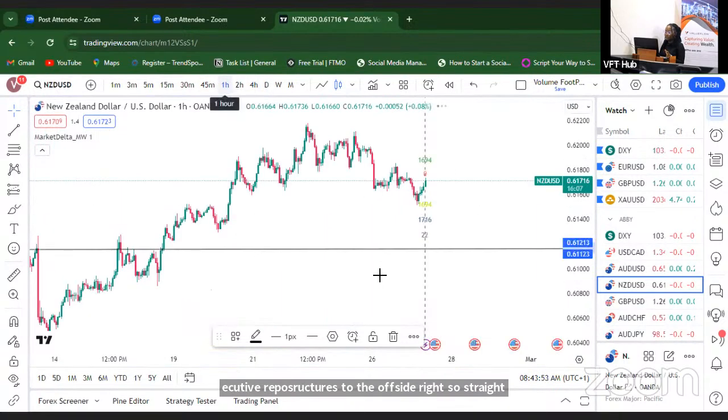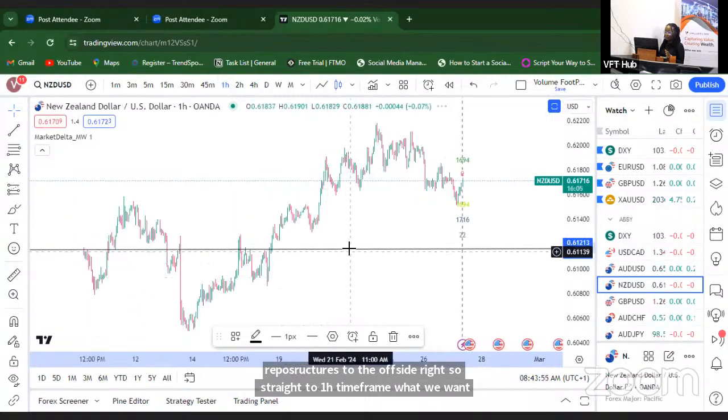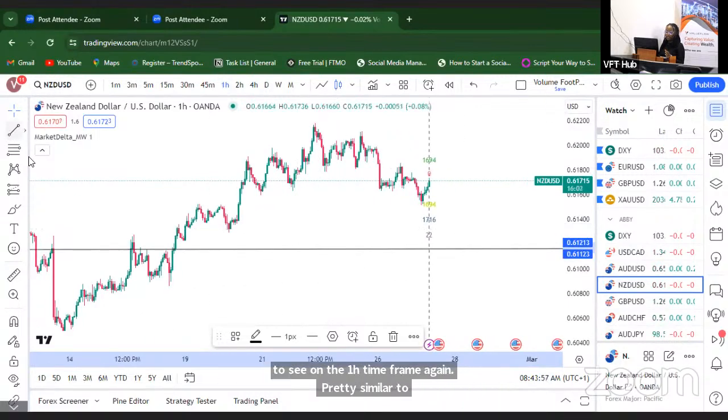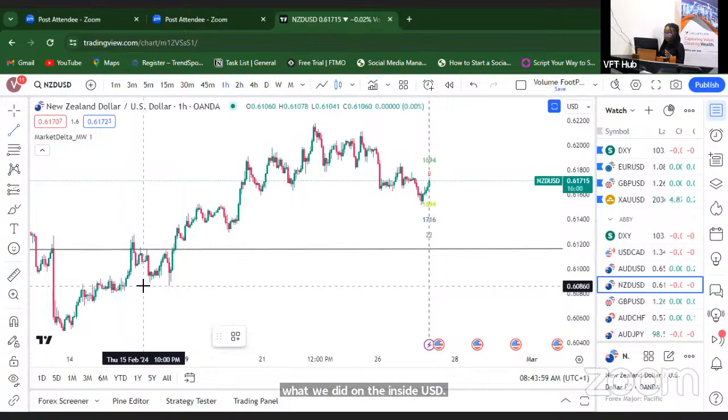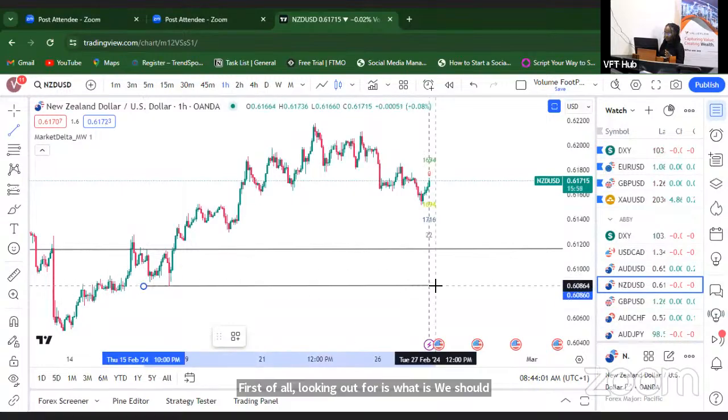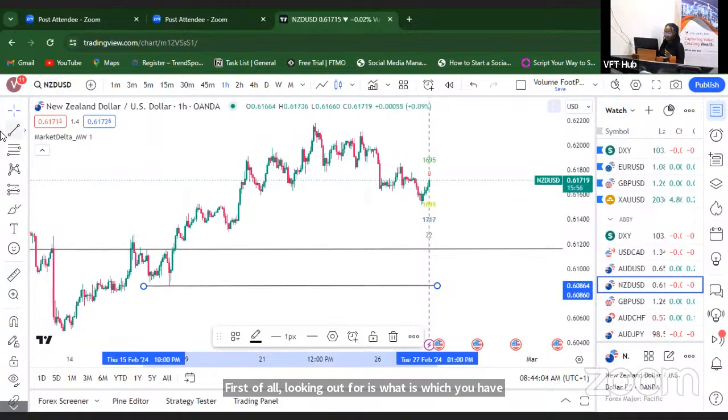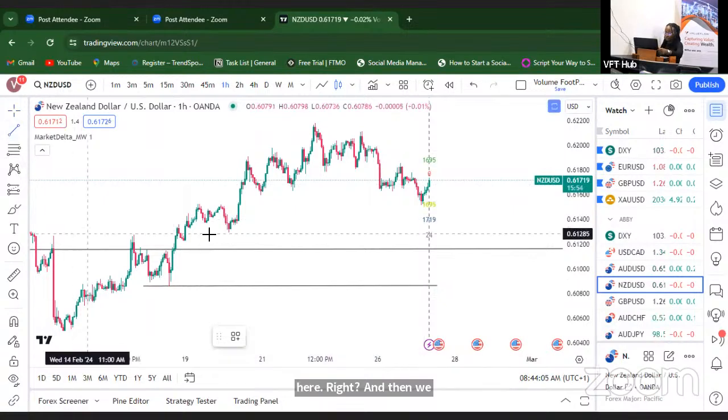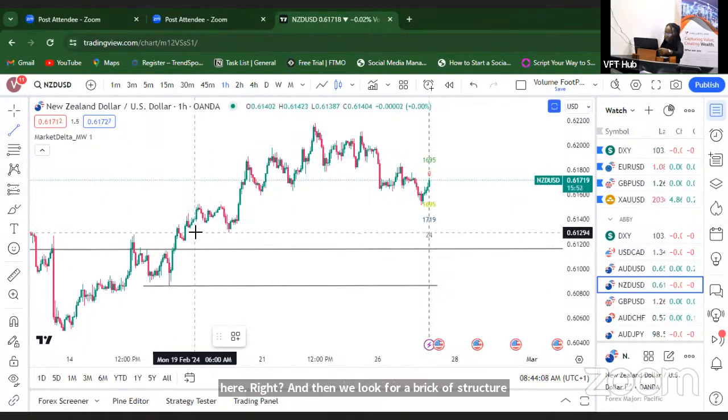What do we want to see on the 1-hour time frame? Again, pretty similar to what we did on the NZUSD. First thing we're looking out for is what? A sweep, which we have here, right? And then we look for a breakout structure, which is what we have here.